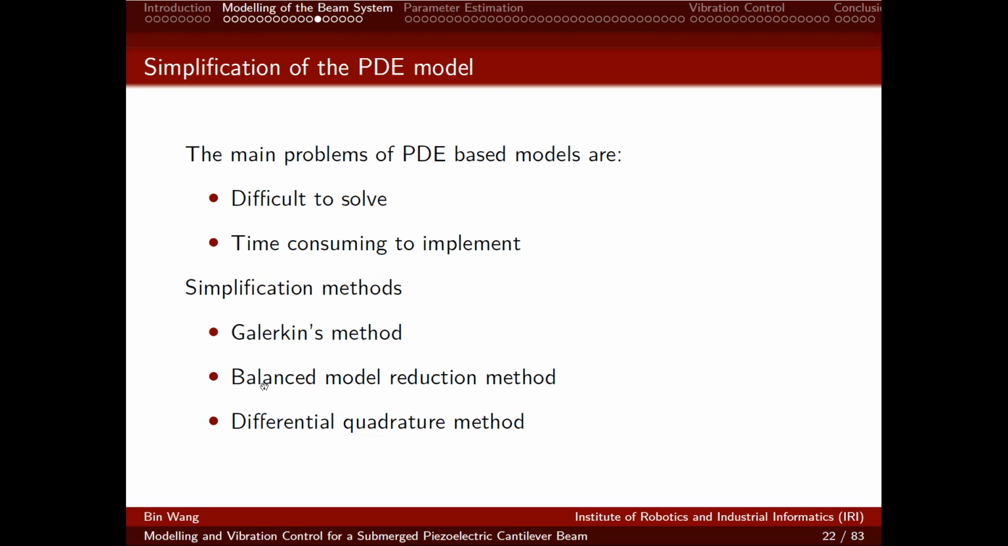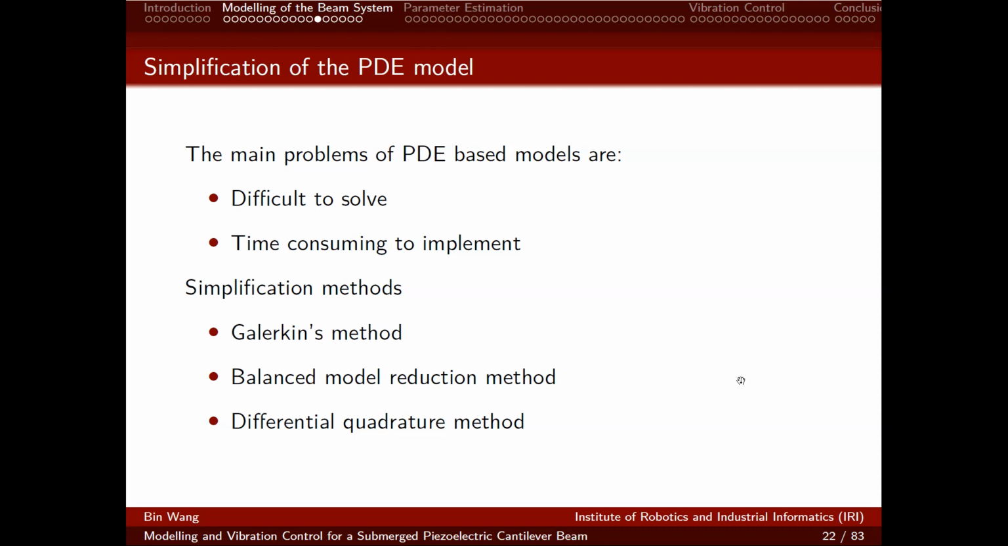Another one is a balanced model order reduction method. This is also a mature approach that can reduce the model's order. However, this method cannot preserve the physical meanings and the states. So the states information is totally changed. Other methods like the differential quadrature method, and also in the literature, many other methods.